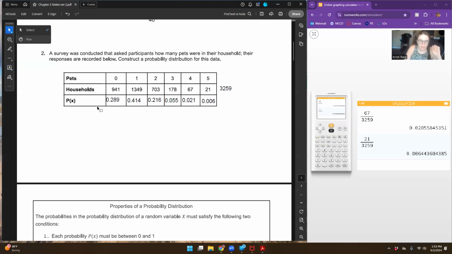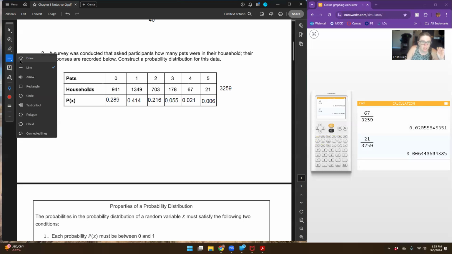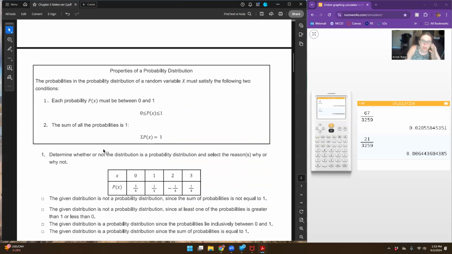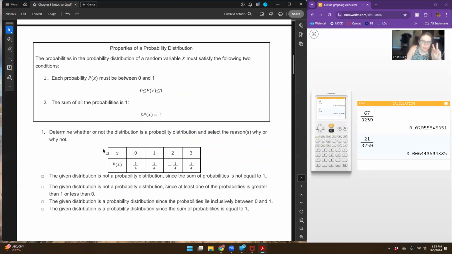Okay, so let's talk about properties of a probability distribution. These are very important. These are going to come up time and time again. I don't know where my mouse button is. Okay. There we go. Properties of a probability distribution. There's 2 main properties. They will come up throughout the rest of this class.